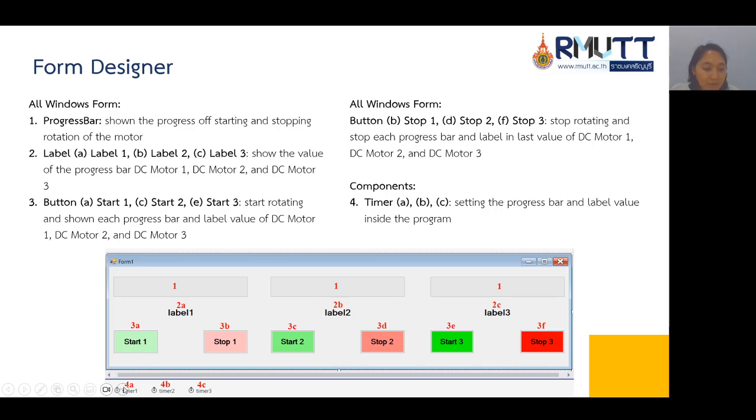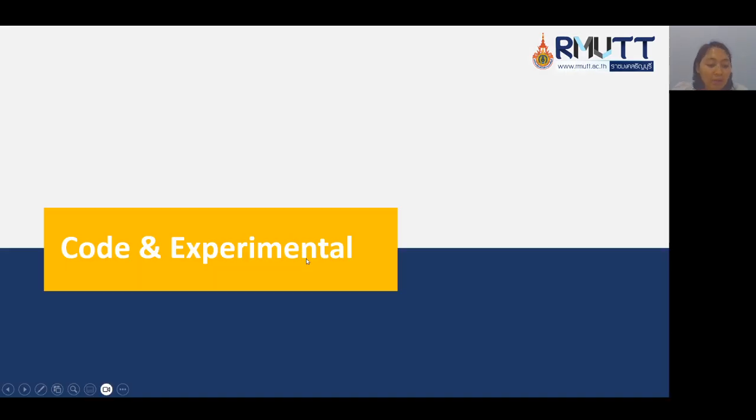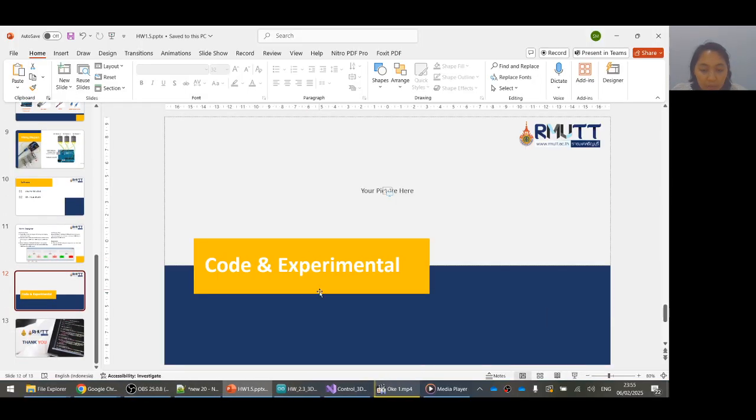And the last, these are numbers 4A, 4B, and 4C. This is taken from the Components category, and it is just the timer icon. This is for setting the progress bar and label value inside the program. And then I will show the code and the experiment of this homework.